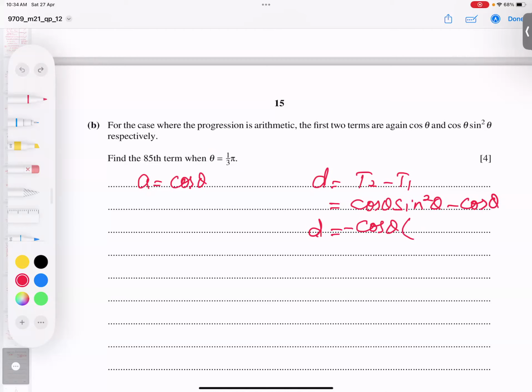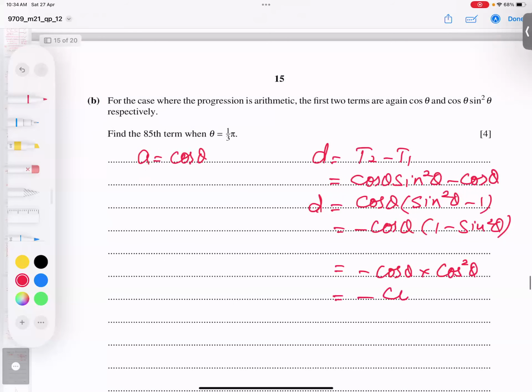Maybe students will get an issue in this working. I take cos only common: sine square theta minus 1. And if I take negative common from here, it becomes negative cos theta and 1 minus sine square. I think now you feel it is easy. And this is actually equal to cos square, so cos into cos, although this whole working is not needed, just doing simplification. Cos cube theta.